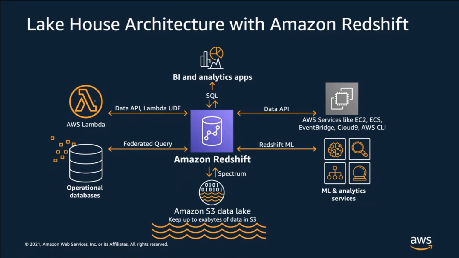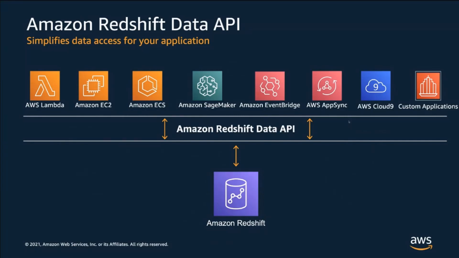which will be our focus for today's session, we can easily create modern serverless applications using AWS Lambda and also build applications using other AWS services like Amazon EC2, ECS, EventBridge, Cloud9, and so on. Here is a high-level view of Amazon Redshift Data API, which simplifies access to Redshift from all these different AWS services like AWS Lambda, EC2, ECS, SageMaker, EventBridge, AppSync, Cloud9, and even on-prem applications using the AWS SDK.